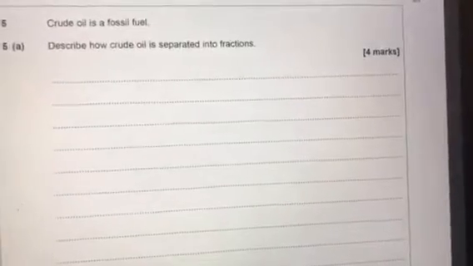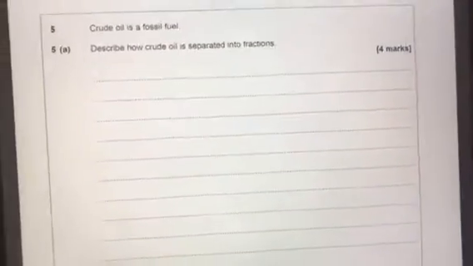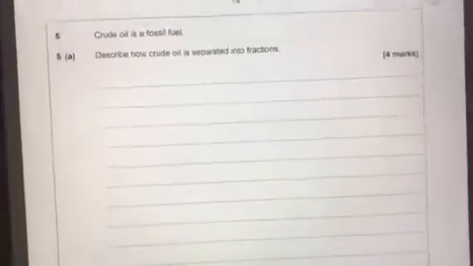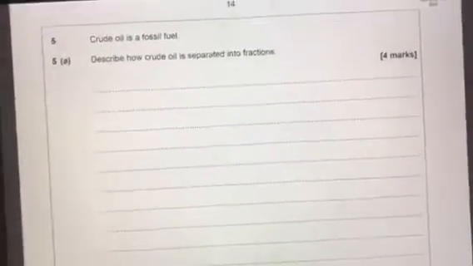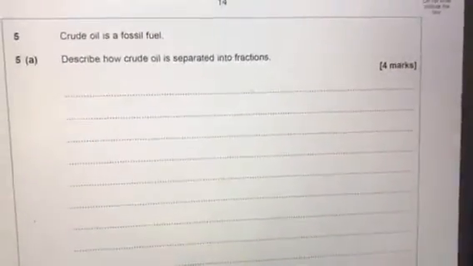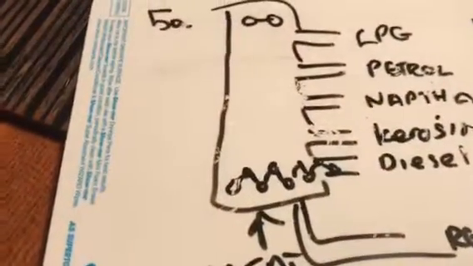Okay, this final video is looking at question 5. The first part of question 5 is asking us to describe how crude oil is separated into fractions. One can obviously see how this could be extended to an AO2 style question by asking you to explain and suggest limitations of that experiment. Right, so how it's separated, the describe question, is it's separated according to its boiling point.